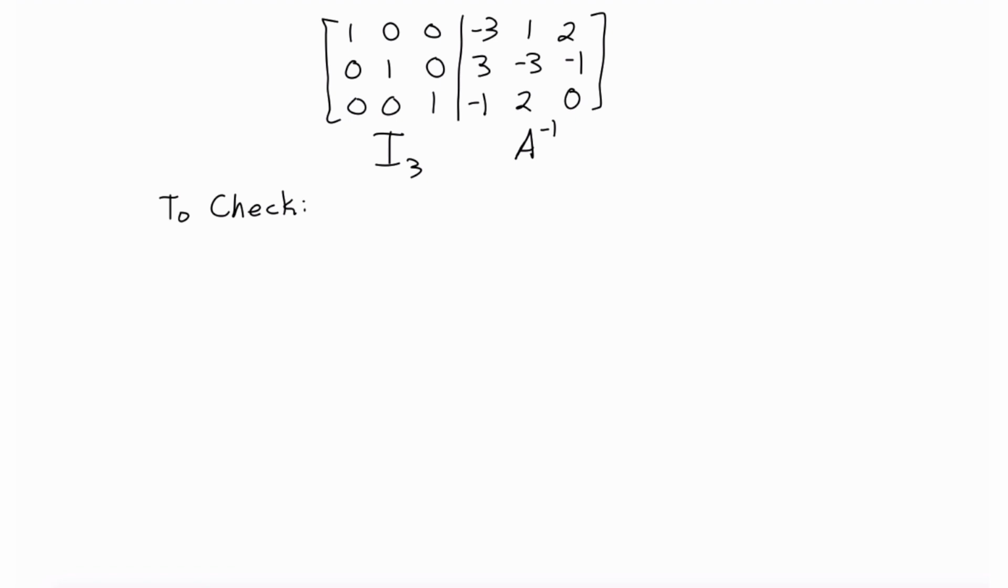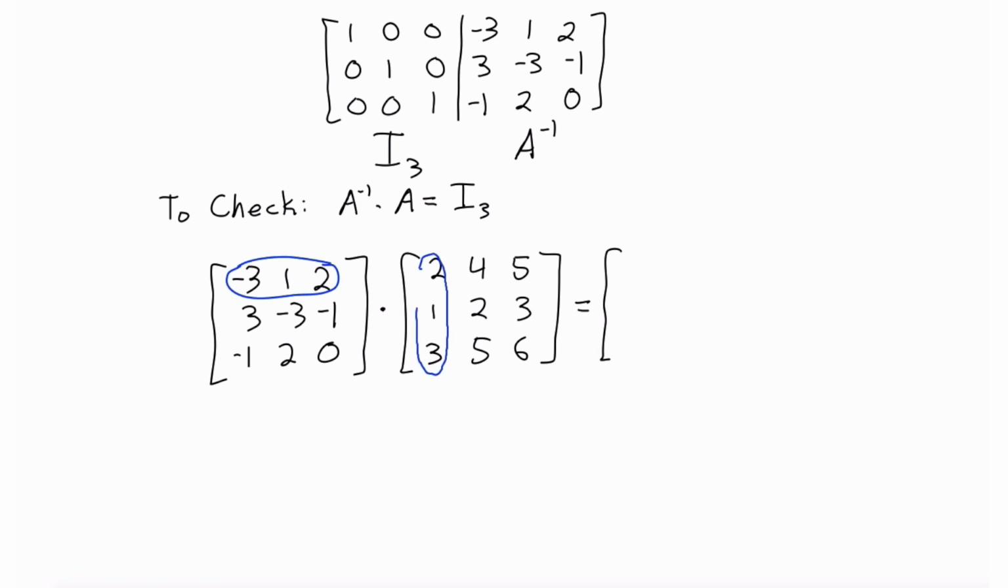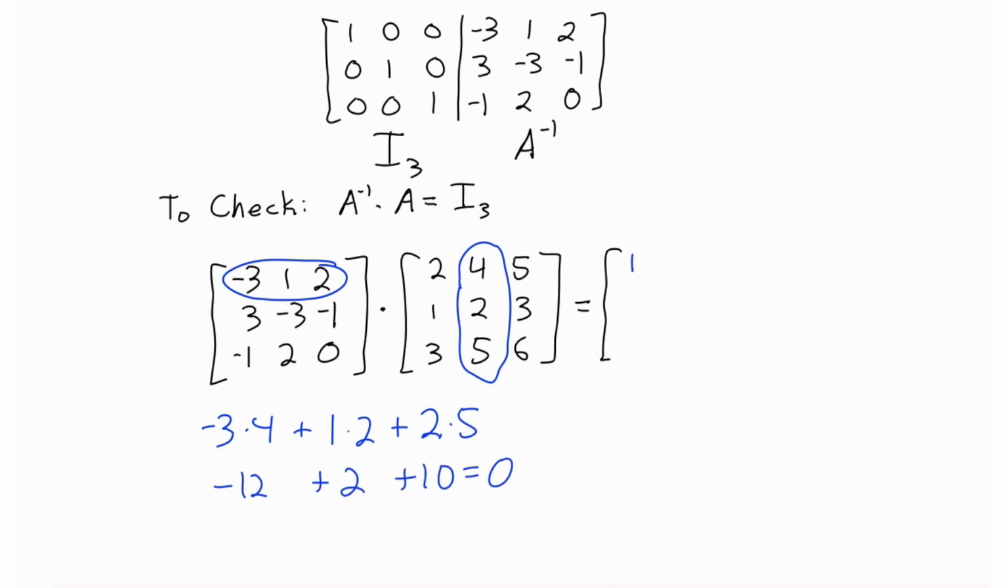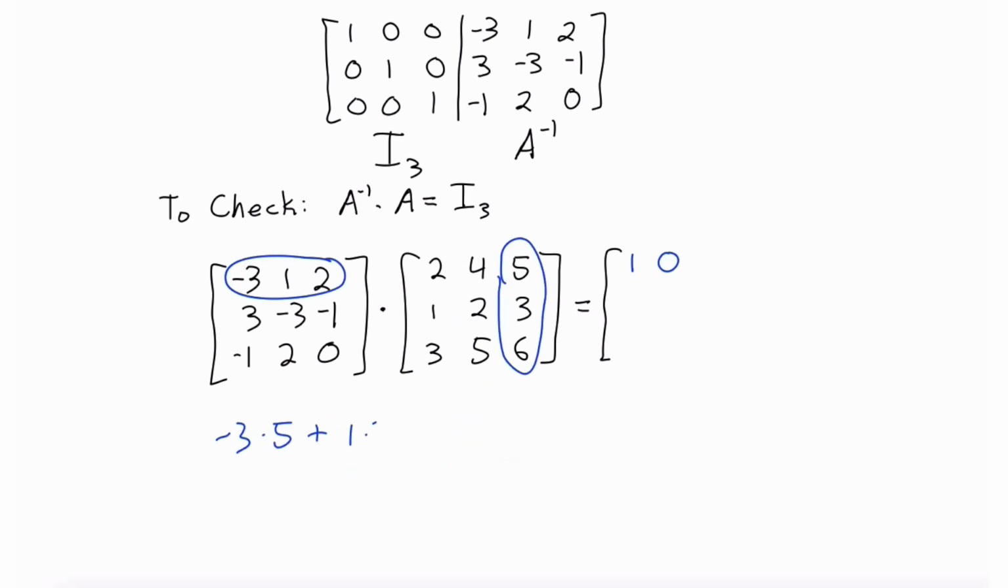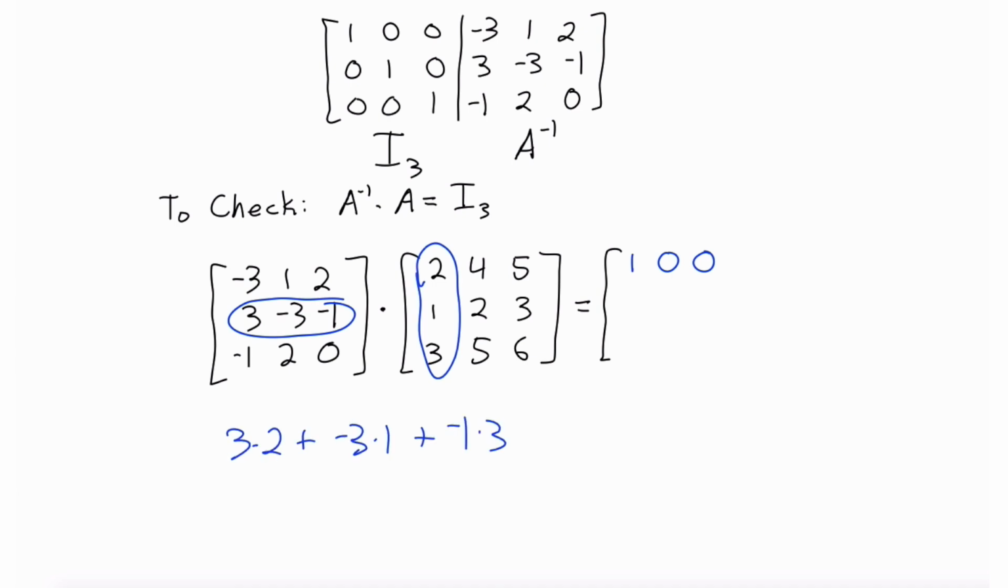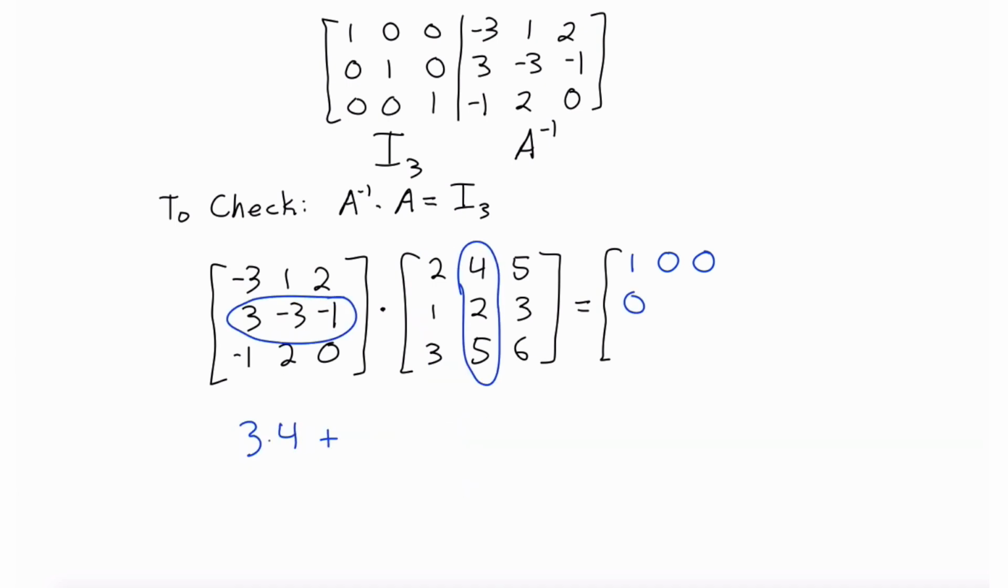Now I want to check by multiplying the inverse times our original matrix, and hopefully I get the identity matrix. Row 1 times column 1 results in a 1. Row 1 times column 2 results in a 0. Row 1 times column 3 results in a 0. Row 2 times column 1 results in a 0. Row 2 times column 2 results in a 1. Row 2 times column 3 results in a 0.